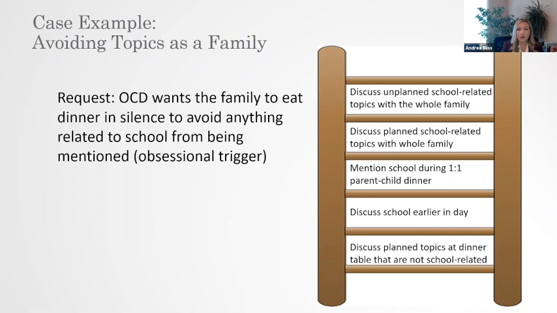Can they discuss school earlier in the day when the child is at their best? Can the parent and the child eat on the patio or in another room and practice talking about really planned school topics? Can we bring really planned school topics to the table so everyone knows what they can discuss and not discuss? And then inch towards really unplanned conversation where school-related things could come up and the child has to tolerate that uncertainty about where the discussion will go.